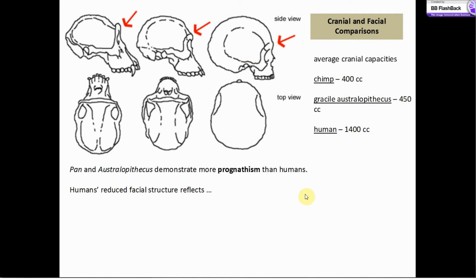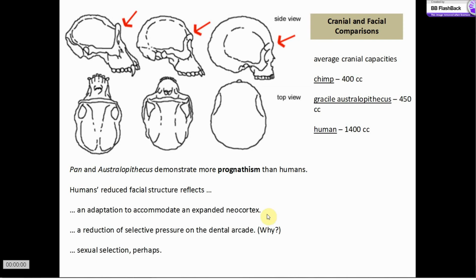So humans' reduced facial structure reflects an adaptation to accommodate an expanded neocortex. So, right, we tucked our faces underneath our skulls in order to get room for these big brains. It's a reduction of selective pressure on the dental arcade. So we have smaller teeth. We don't need to have quite as big a mouth. Why would there be less pressure on humans to have big teeth than there would have been on Australopithecus and Pan to have big teeth?